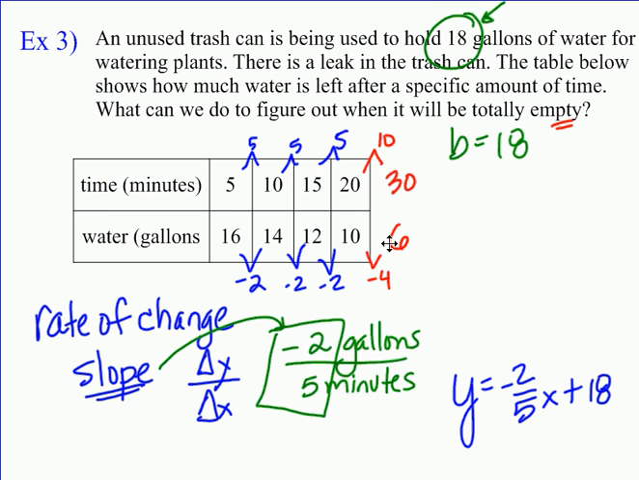Now, I know that 2 can go into 6 3 times. So in order for me to lose 6 more gallons to get to 0, I'd have to do 3 times the amount of time. So 3 times 5 minutes is 15. And 15 and 30 give me 45. So it's going to take 45 minutes for that entire barrel to empty out.